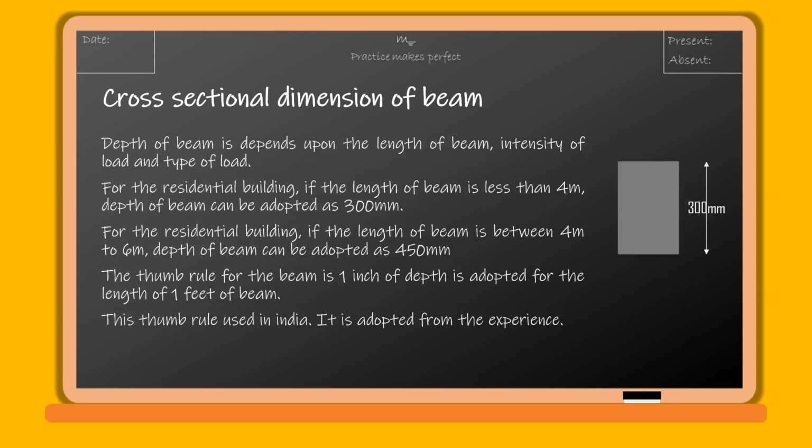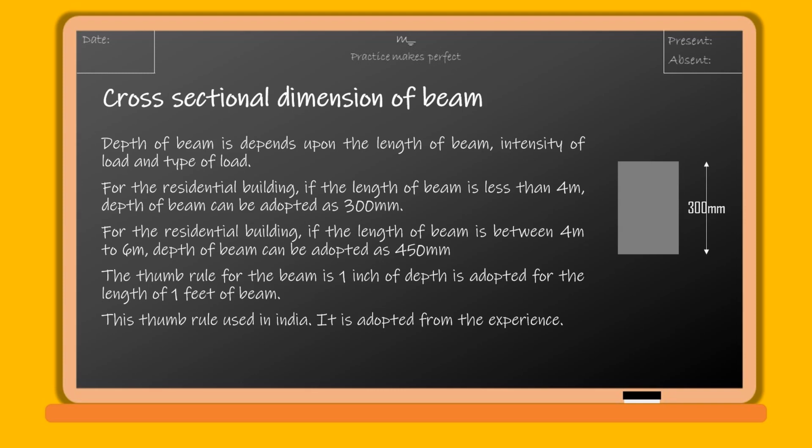Depth of beam depends upon the length of beam, intensity of load and type of load. For a residential building, if the length of beam is less than 4 meters, depth of beam can be adopted as 300 mm. If the length of beam is between 4 meters and 6 meters, depth of beam can be adopted as 450 mm.